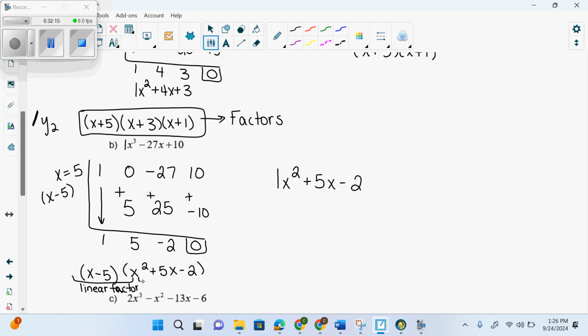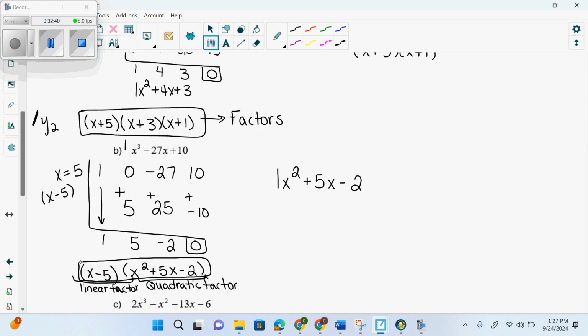This is a linear factor. What do you think this one is? You did these last year. Starts with a Q. Quadratic factor. So then this would be the answer. But when they ask me to factor this, they might ask me for the linear factor. They also might ask me for the quadratic factor, and you need to know what that even means.